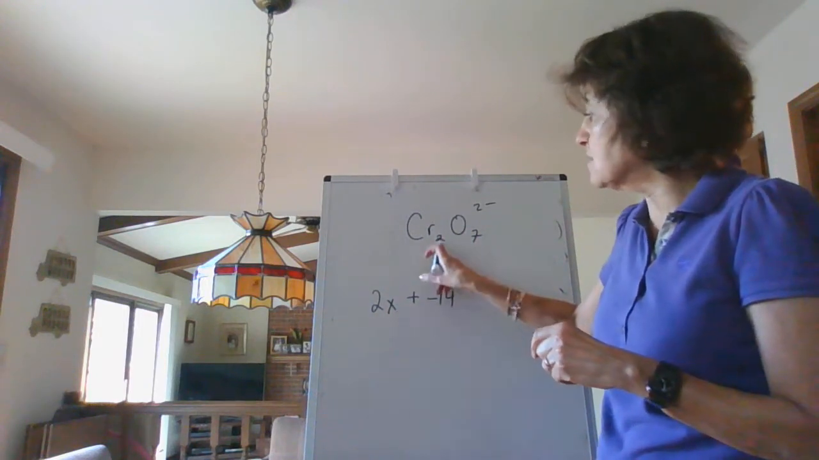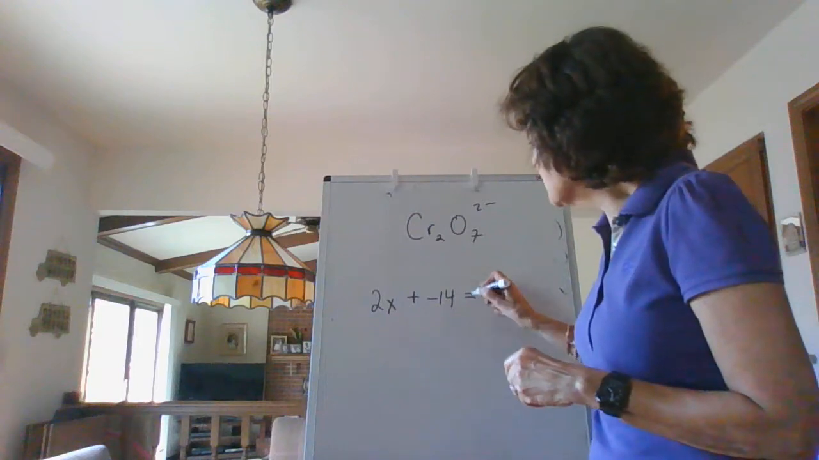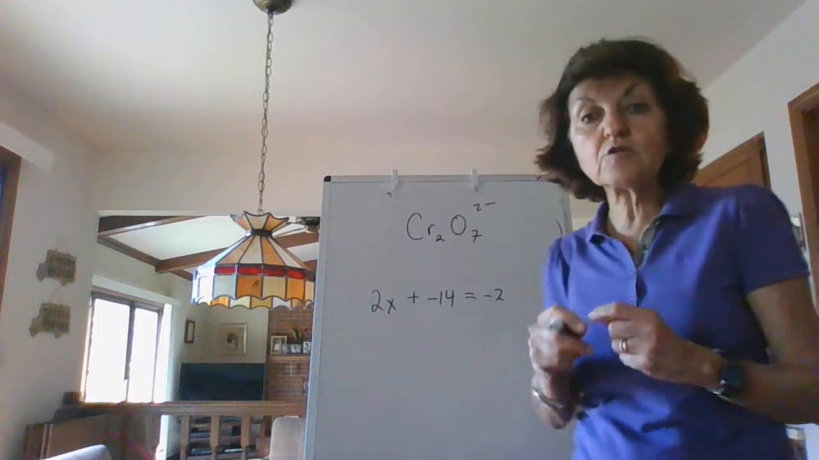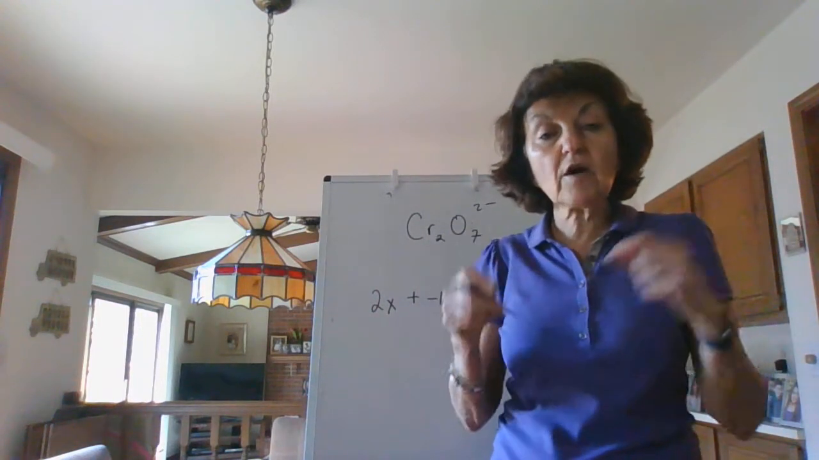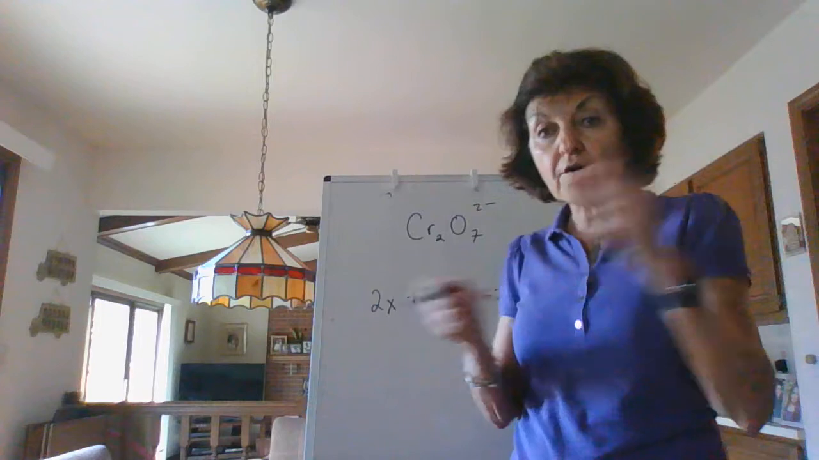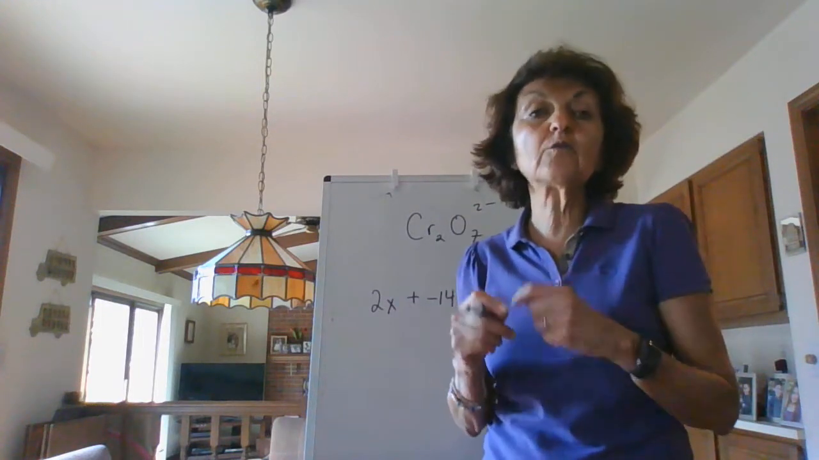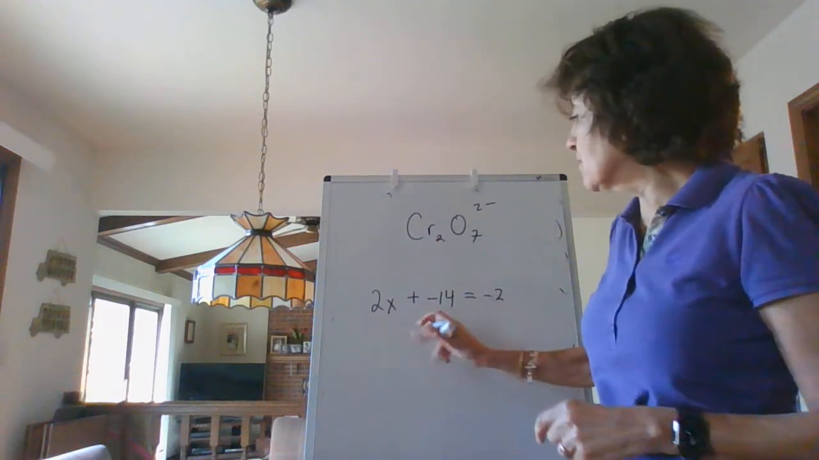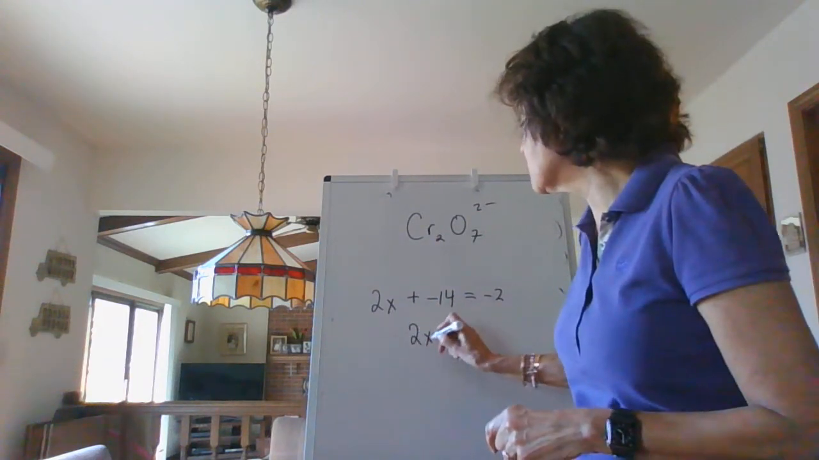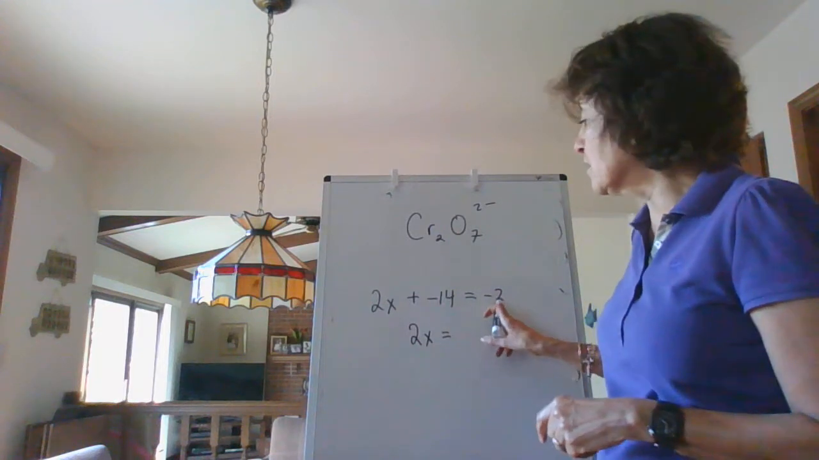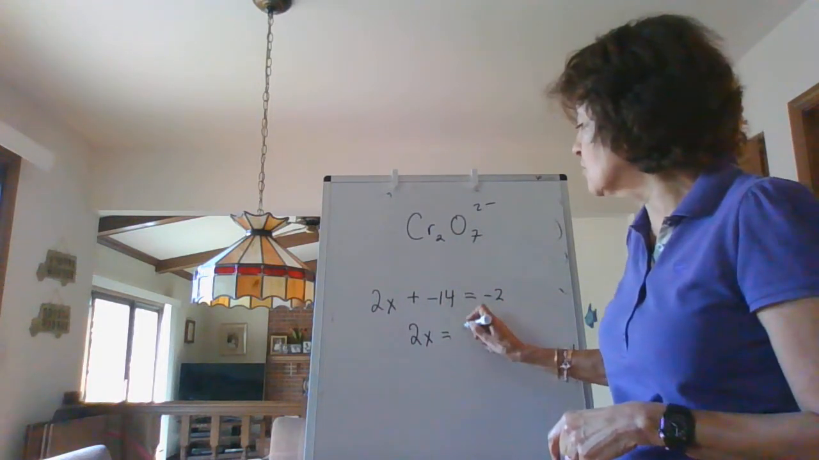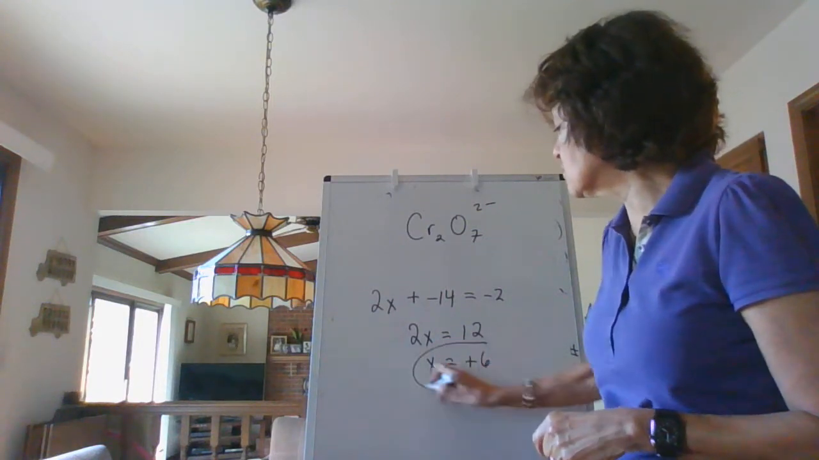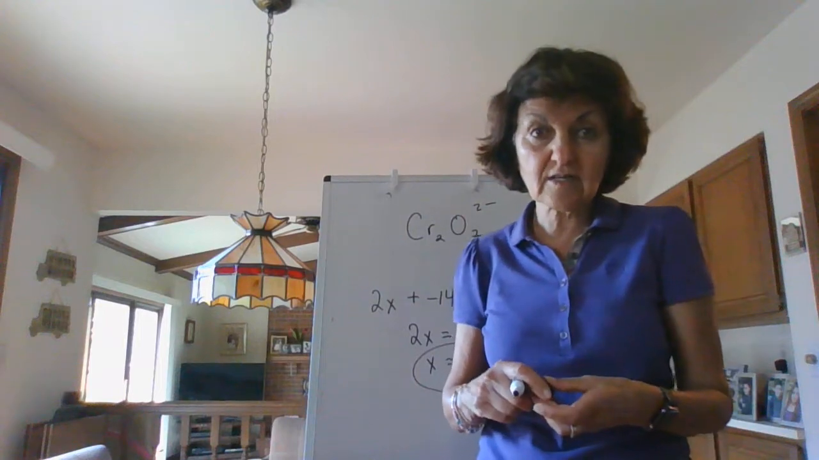Why do I have a 2x? Because I have 2 chromiums. This has to equal what? Not 0, but -2. Why -2? Because the rule said that the sum of the oxidation numbers of all the elements in a polyatomic ion has to equal the charge of the polyatomic ion. So you manipulate the equation. You get 2x is equal to, you bring this over here, it becomes +14 -2, which is 12. X is equal to +6. So each chromium is +6.